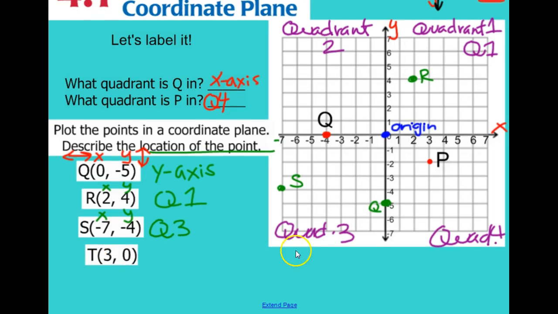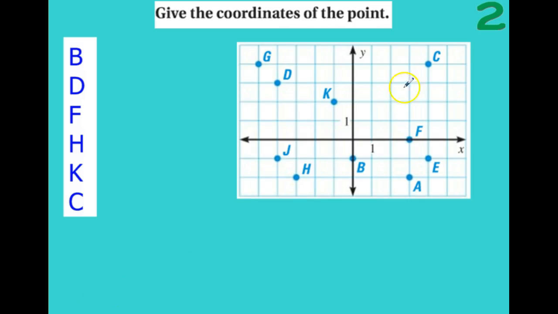And then last, point T, x is 3 and y is 0, so 3 to the right and 0 is right there. That is on the x-axis. So there's some plotting points. We had a point and then we plotted it. Now we're going to go the other way. Here are some points. We need to label our coordinate x, y, or our ordered pair.